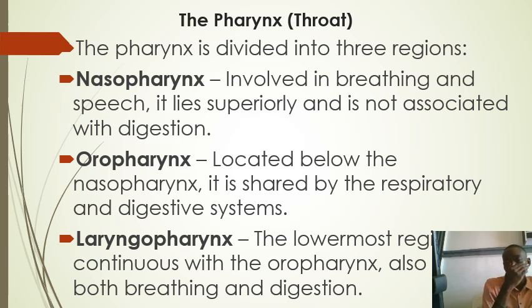So the pharynx, the throat, is divided into three regions, as we discussed in study session 7. The first region is the nasopharynx, connecting to the nasal cavity. That is the region of the throat connecting to the nose, then the oropharynx, and then the laryngopharynx. The nasopharynx is only involved in breathing. Do you get it now?